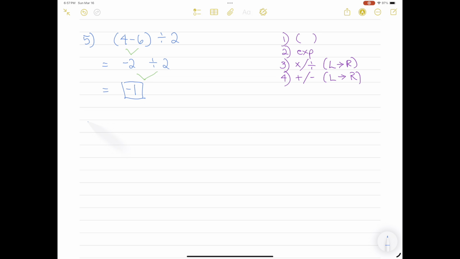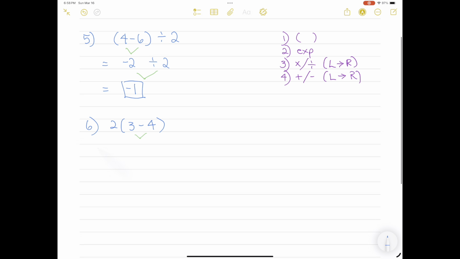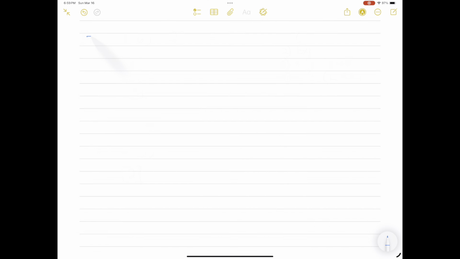Problem number 6, 2 times, open parenthesis, 3 minus 4, close parenthesis. Once again, I must start by solving within the parenthesis. 3 minus 4 equals negative 1. I write that down on the next line and bring down the 2 to multiply. 2 times negative 1 equals negative 2. I box my answer.